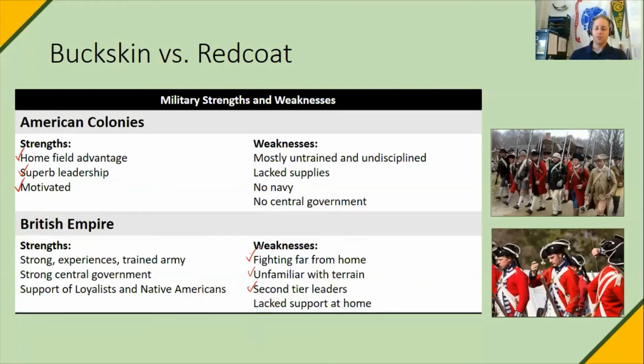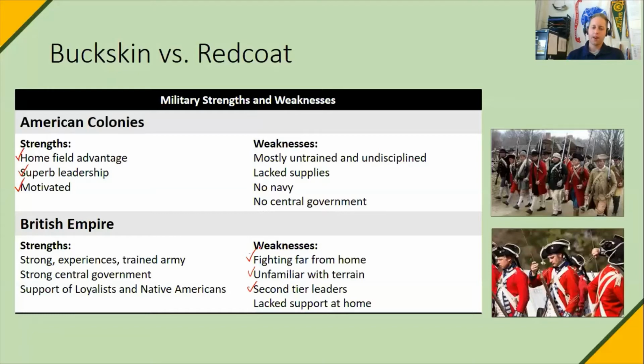The British soldiers typically aren't overly motivated. They're not looking to die in this war. They don't see the sacrifice as necessary, whereas many of the colonists are willing to risk their lives for something that they feel is worth dying for. So tying it back to motivation.